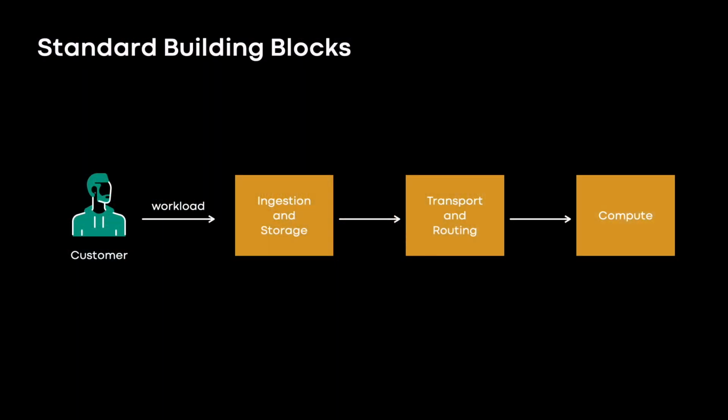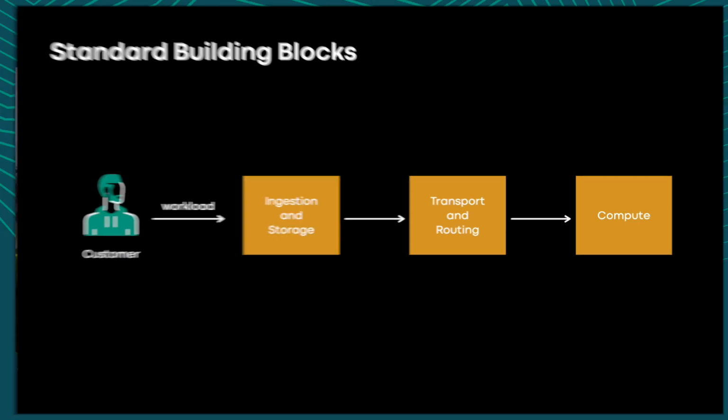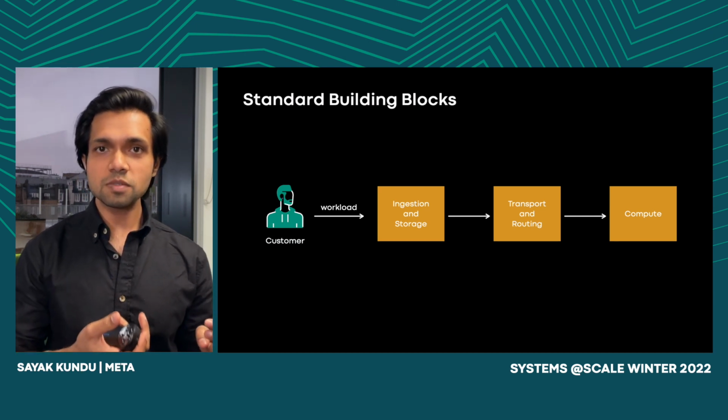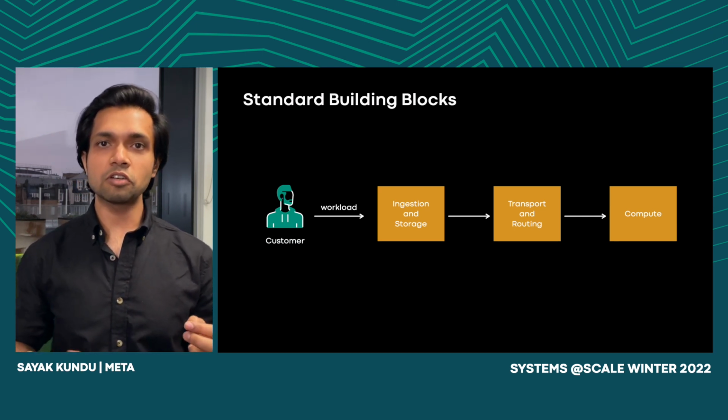Thank you, Artem. Now let us look at the main components which any asynchronous computing system is made up of. They can be divided into three layers. The first is the ingestion and storage layer, which is the layer that the customer interfaces with. It is responsible for taking the workloads from the customer and ingesting them within the platform. It also has a storage component, which is responsible for buffering up the items for them to be executed eventually.